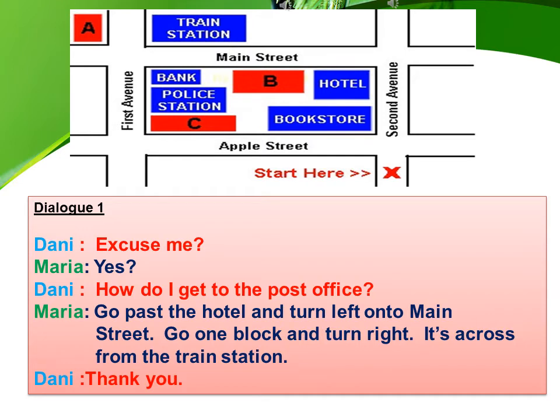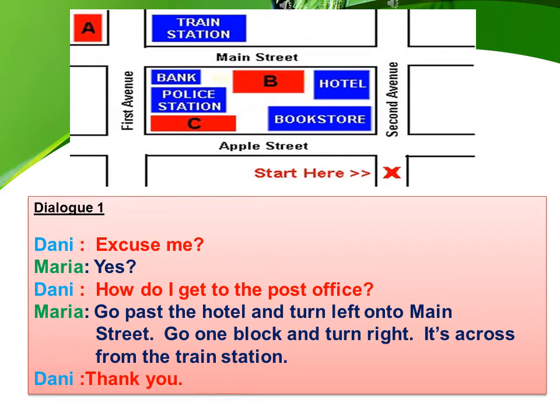So we have the train station, محطة القطار, we have the bank, المصرف, and we have the police station, مقر شرطة, and we have the bookstore, مكتبة, and we have the hotel, فندق. Okay.